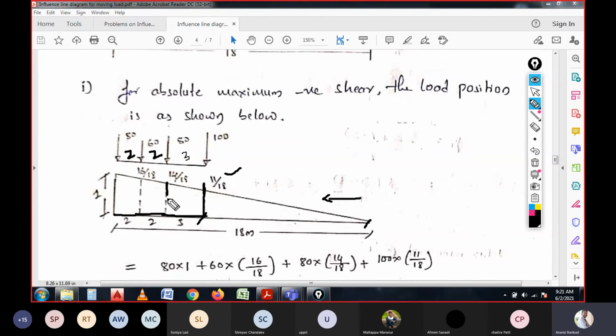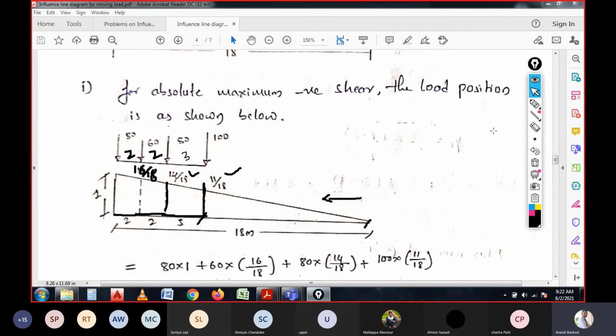Again, if you consider this point, then how will it be? 11 plus 3 will be 14 by 18. 18 is the total span. Again, for this concentrated load, the coefficient value will be 14 plus 2 will be 16, 16 divided by 18, right? And this is how the coefficient values are considered. And for this it will be 18 by 18 because at the support we don't have any other span and any other loads from this section. On the support it will be again as usual, that is unit.